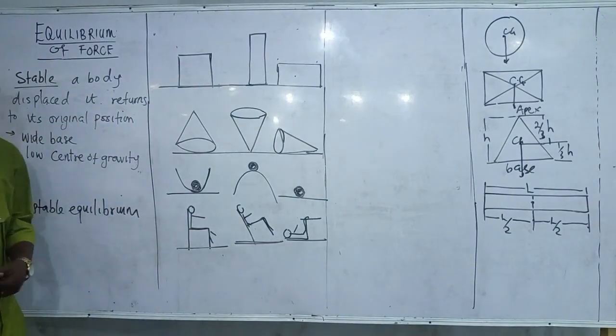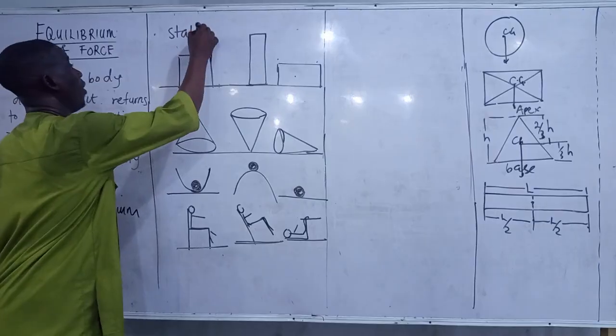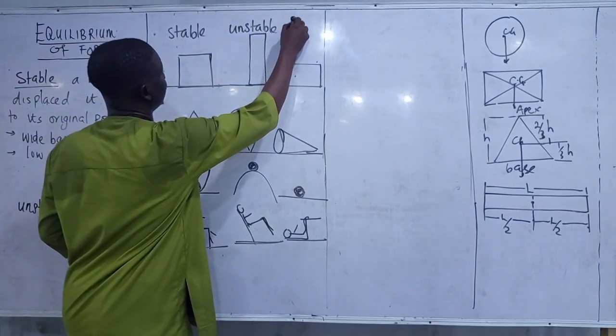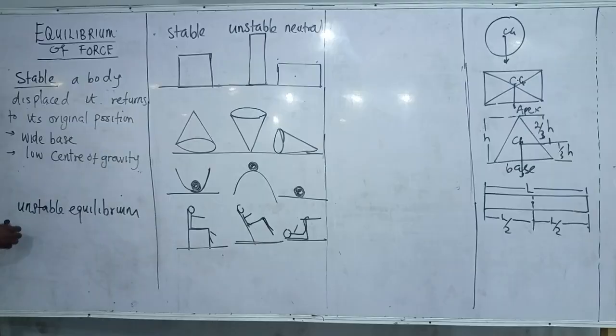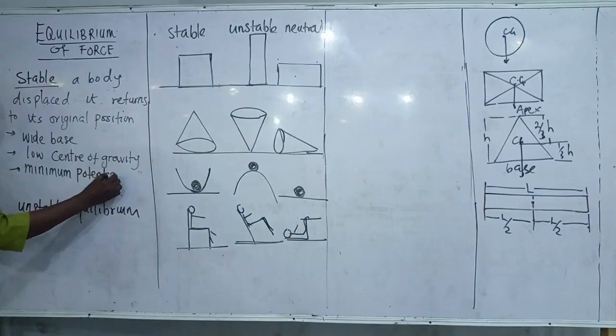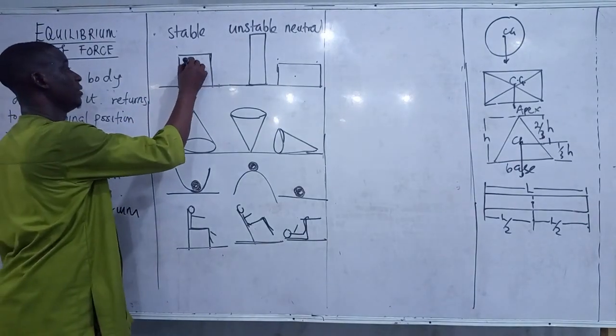So these are possible examples of what? Stable, unstable, and neutral. I will explain it. Now, for stable equilibrium, it must have what? A minimum potential energy. Why? Potential in the sense that look at their center of gravity here.